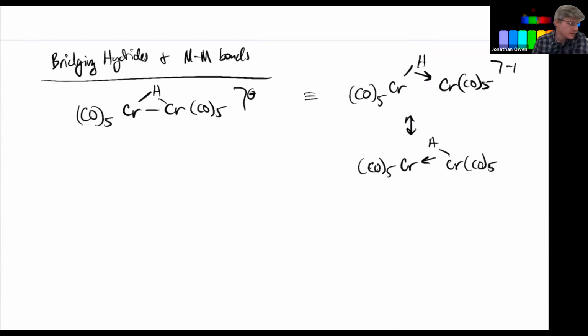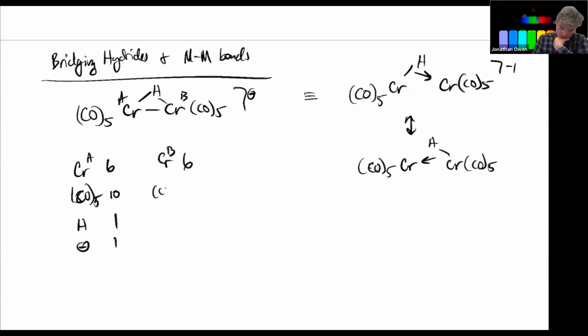So let's count some electrons and try and make sense out of this a little bit more. So we'll do chromium A and B again. Chromium A contributes 6. It has 5 carbon monoxides for 10. And we're going to give it the X-type hydride is 1. And there's a negative charge. Let's throw the negative charge in the mix for 1. Now let's do chromium B. 6. CO5, that's 10. What else does it have? It has a chromium hydrogen bond acting as an L-type donor, so we're going to give it 2. And both of these things add up to 18 electrons.